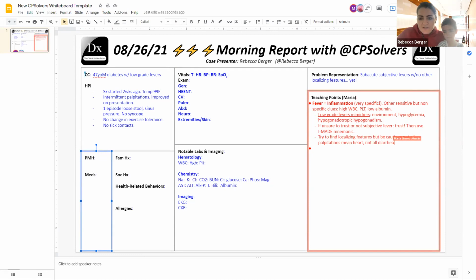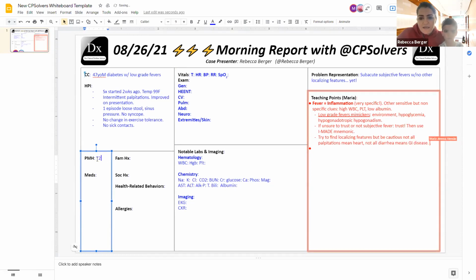In terms of his past medical history, as I mentioned, he has type 2 diabetes, which has been long-standing, does not use insulin at home. He has mild non-proliferative retinopathy, with macular edema. He also has a history of hyperlipidemia and fatty liver.